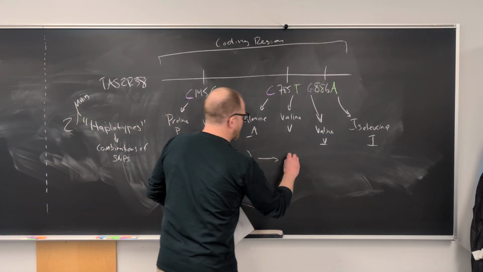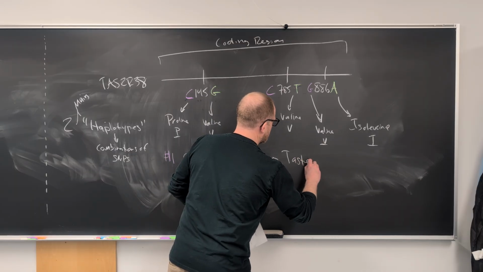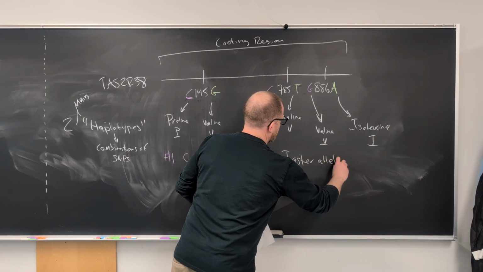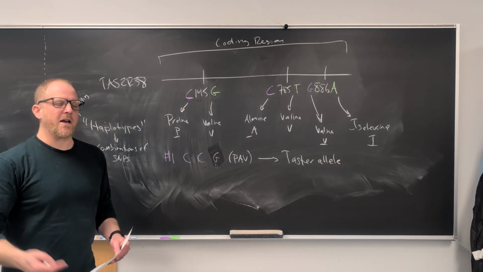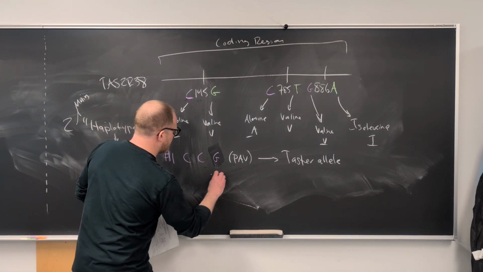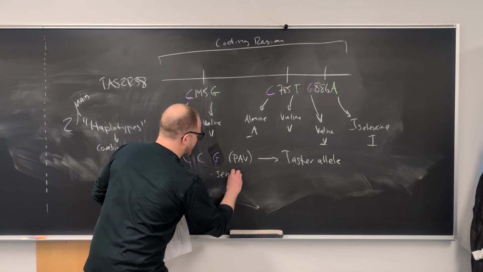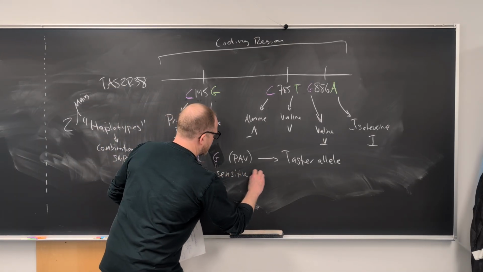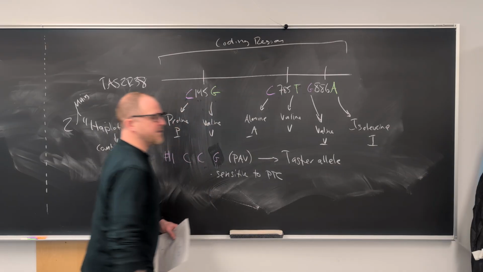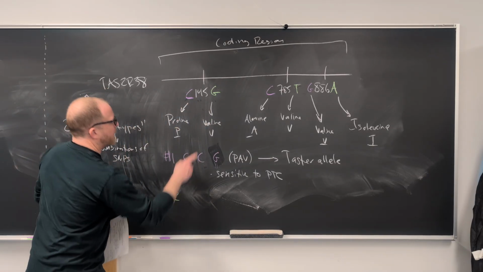So this combination defines what we call the taster allele. Allele is a term we'll define a little bit later. So this is a taster allele, and these are individuals whose allele ends up coding for a protein that's sensitive to PTC.